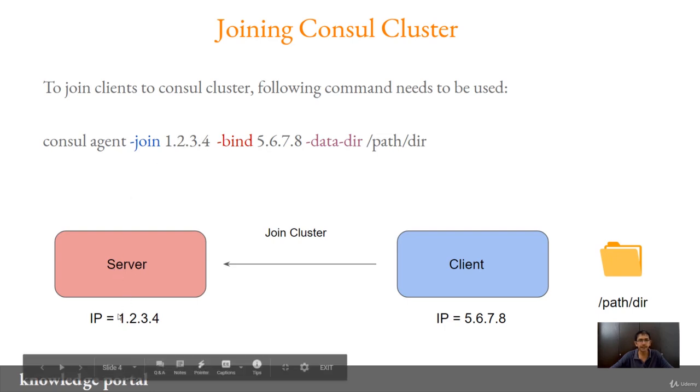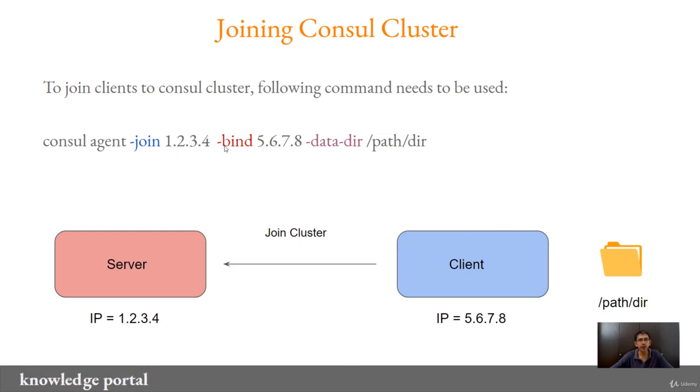So here the IP address of the server is 1.2.3.4 and this is what you are adding over here. Then you have specified bind, and within bind you are specifying 5678. Again, this is the IP address of the client. And then you specify the data dir, where you specify the path where the information will be stored by the client. So let's do one thing. We'll be discussing each one of these in great detail step by step.